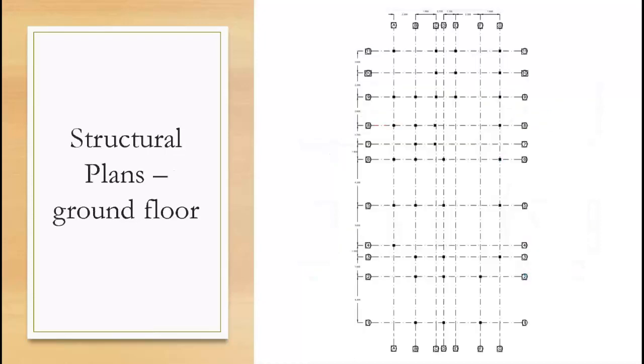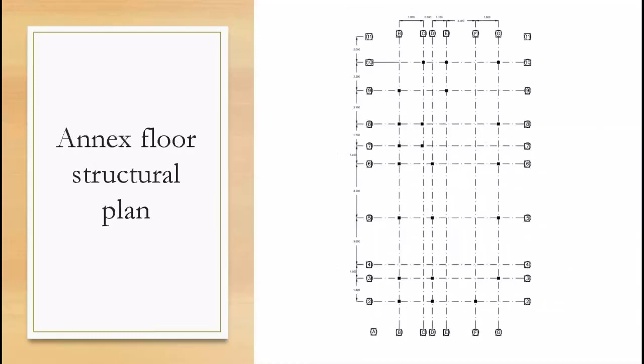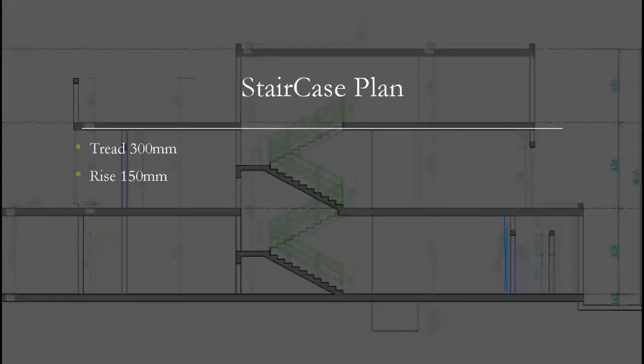Structural plans and ground floor. We can see details of the structural plans clearly here. First floor structural plans, also we can see the details of the first floor structural plan. Annex floor structural plan, also we can see the details, and it's very important to draw details for everything. Staircase plan, we can see the side view of the staircase plan with the height and with the dimensions.